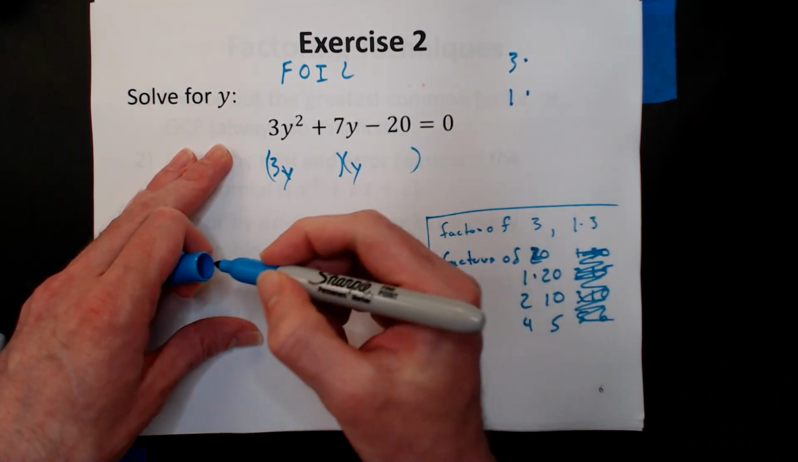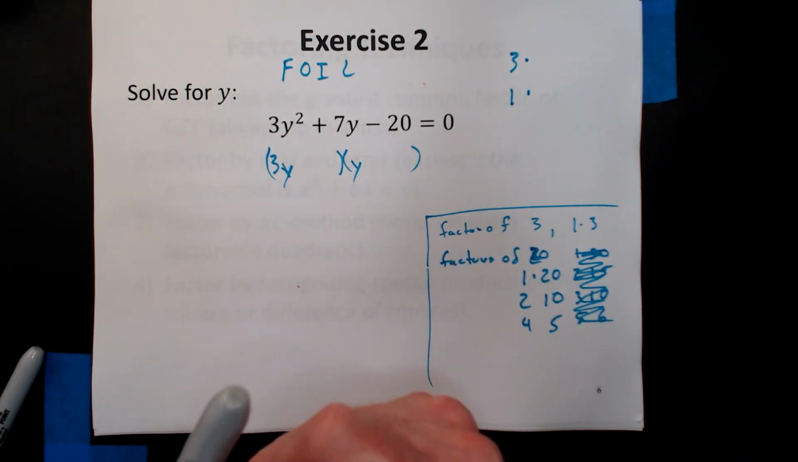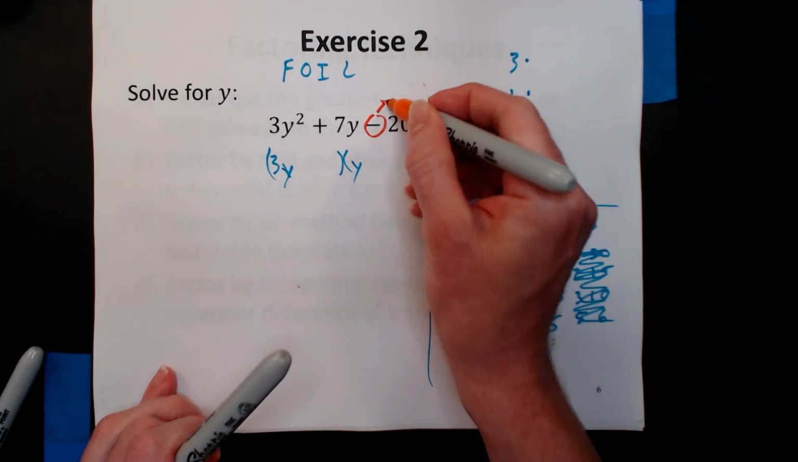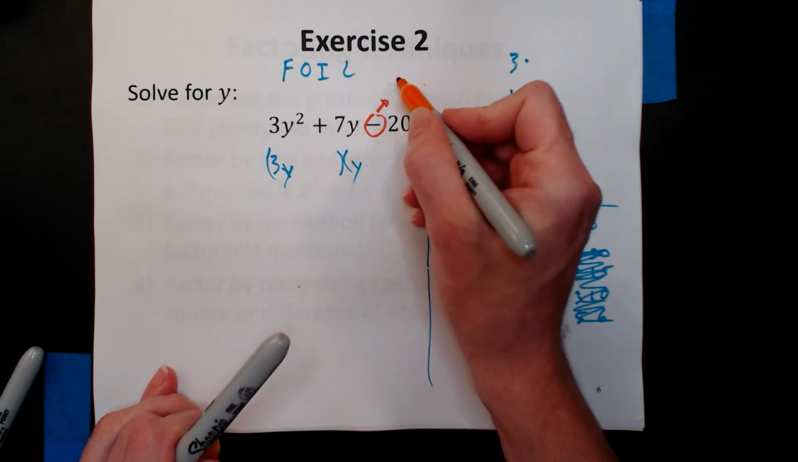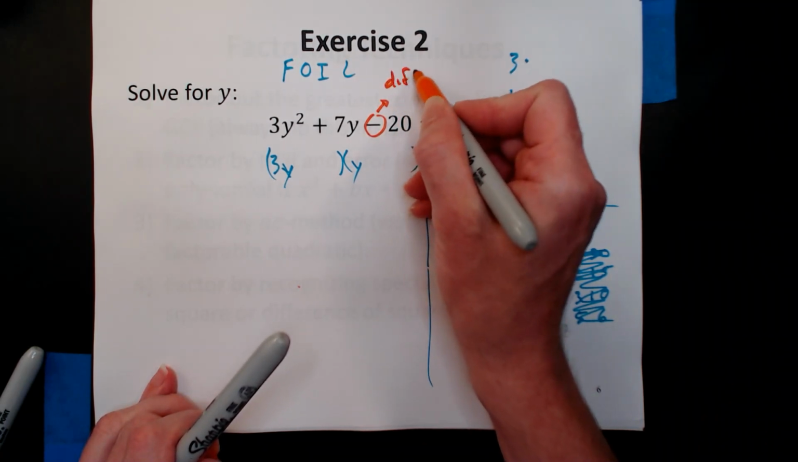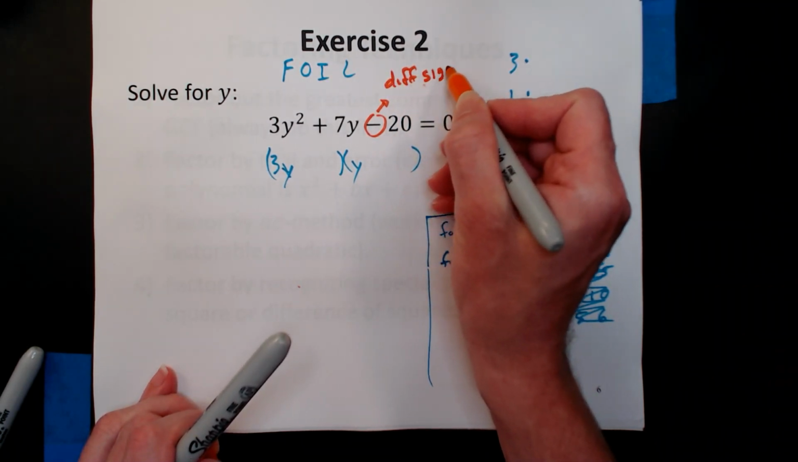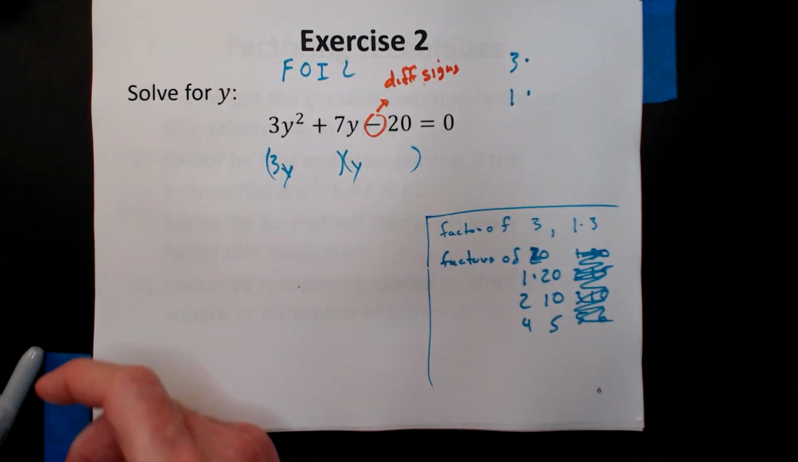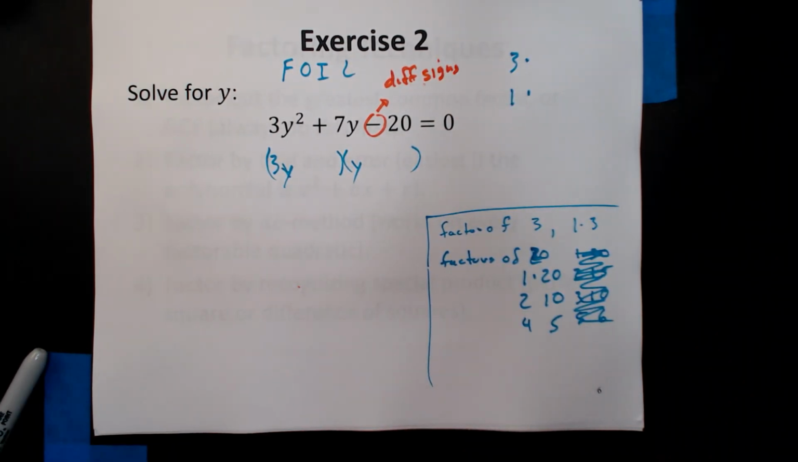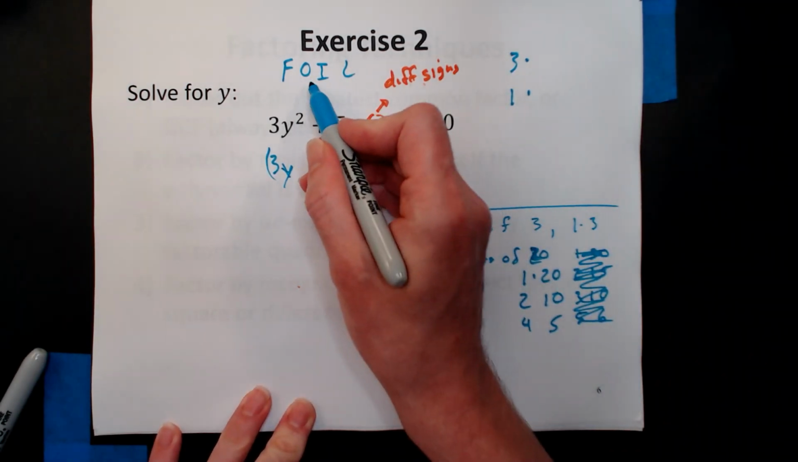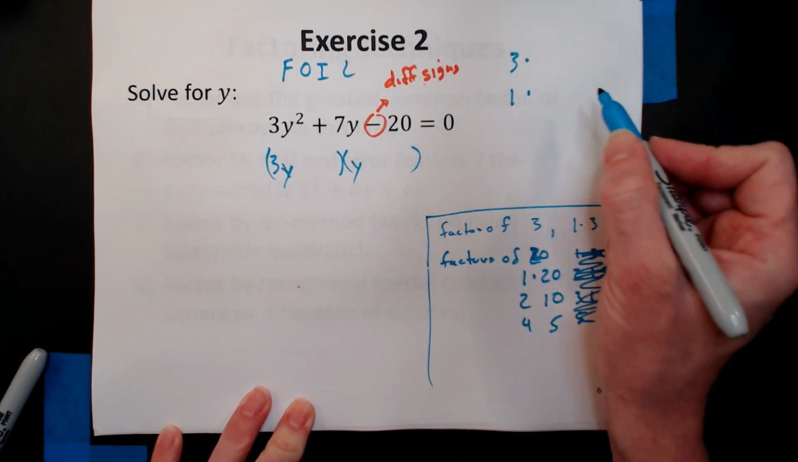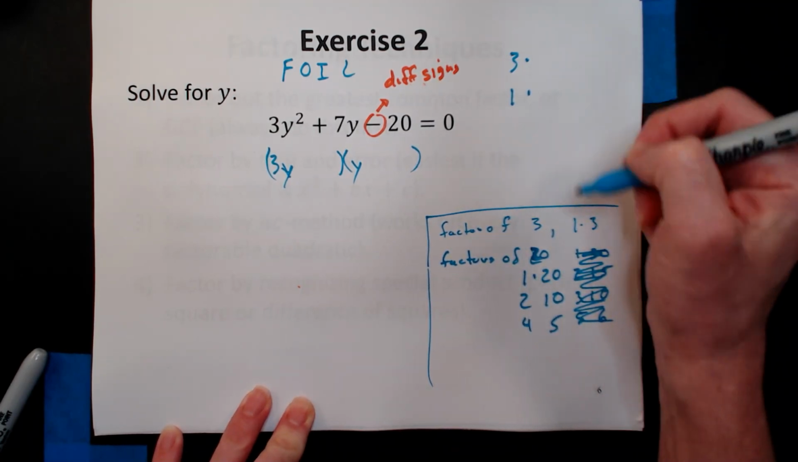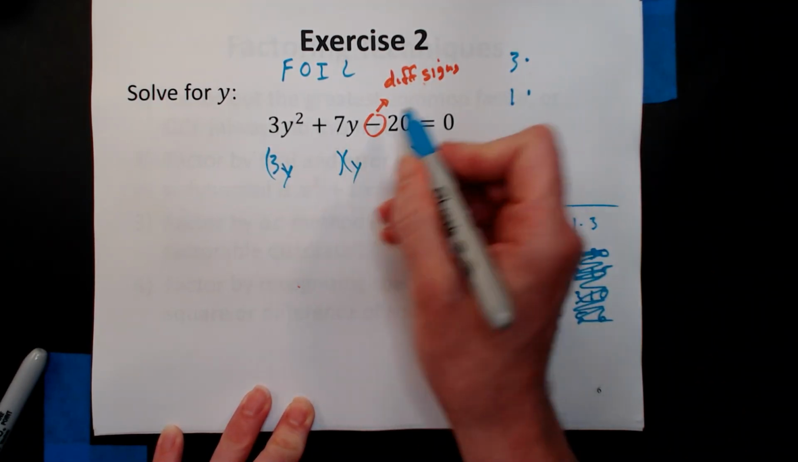And this is going to be right here, the negative means the difference. So this is going to be a different sign. So they're going to have opposing signs. So basically I'm looking for the difference of these two things to give me my outer, my inner term to give me my middle term here.